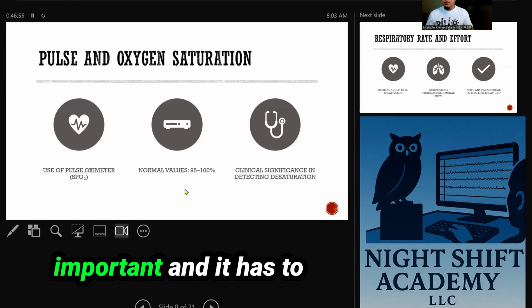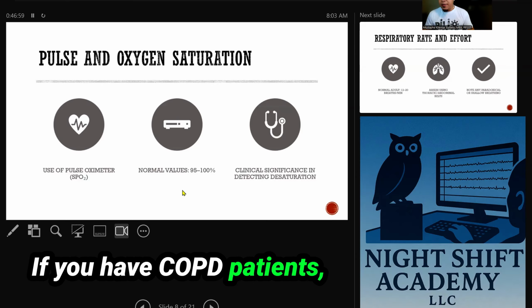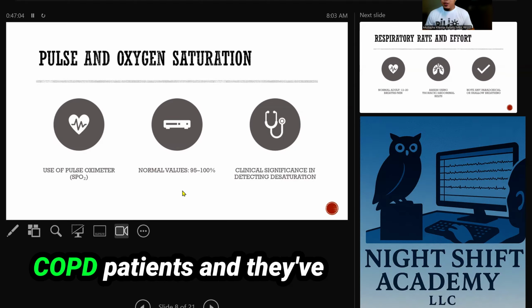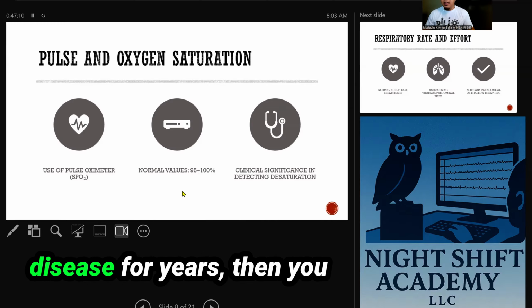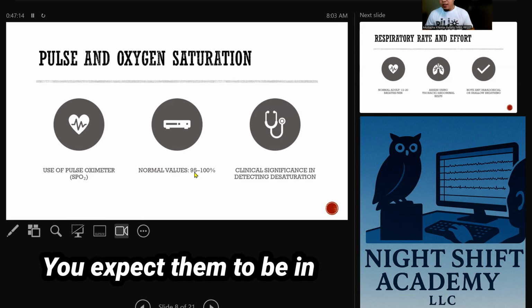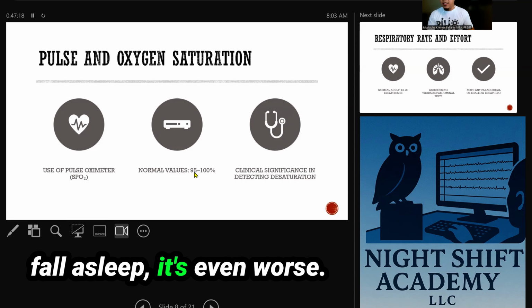Oxygenation is very important and it has to be between 95 to 100%. If you have COPD patients, typically they will not be this high. If you have COPD patients and they've been having this chronic disease for years, then you won't expect them to have 95 to 100%. You expect them to be in the 80s and sometimes in the 70s. When they fall asleep, it's even worse.